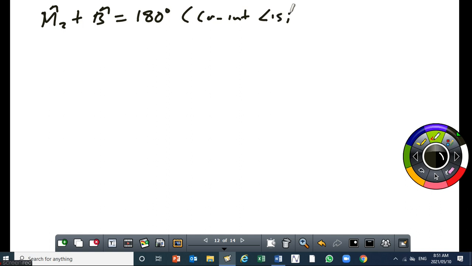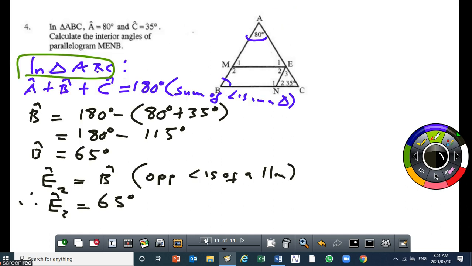Then I need to state the lines that are parallel. If I go back to my diagram here, because angle B and angle M2 are on the same side of the transversal, and that transversal is going to be NB, it will be ME is parallel. Now, it is your choice again to say ME is parallel to BN. You can also say it's parallel to BC.